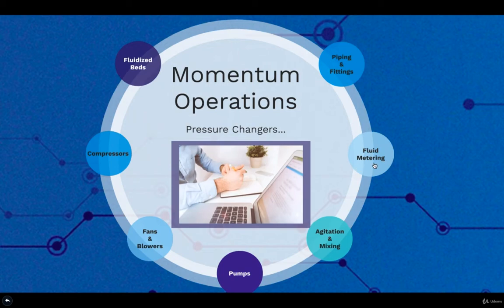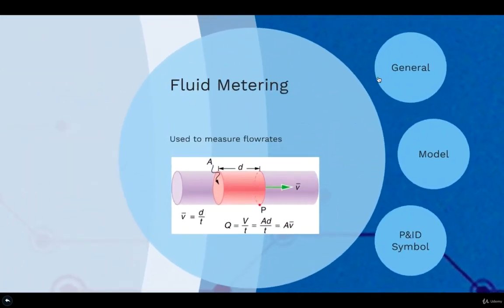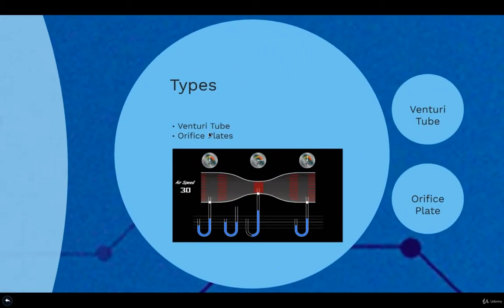Let's continue with fluid metering. We saw already what's the general idea. Now let's verify the models. The most common types will be the Venturi tube or the orifice plates, which you've been working with before with the Bernoulli equation or the mechanical energy equation for fluids. You should be able to model both of them.